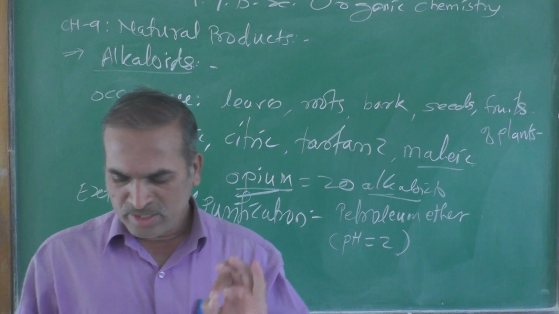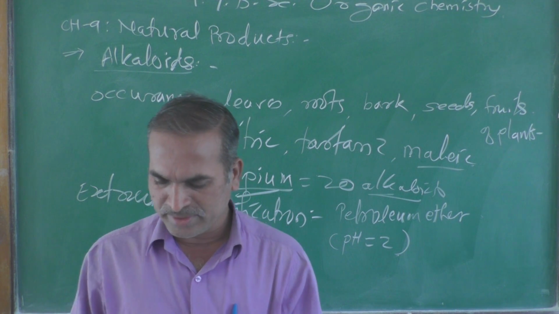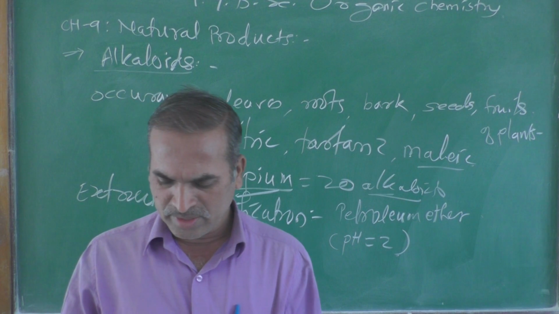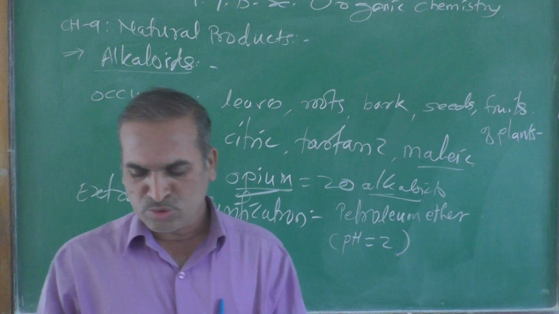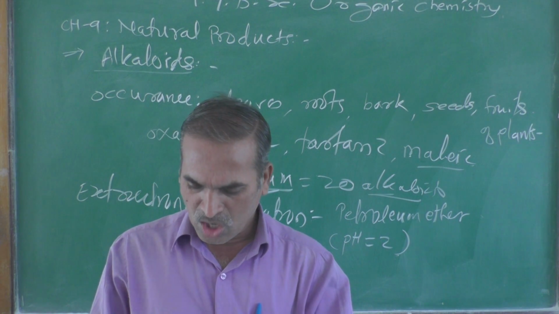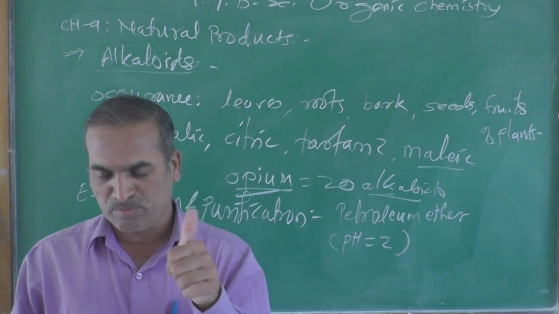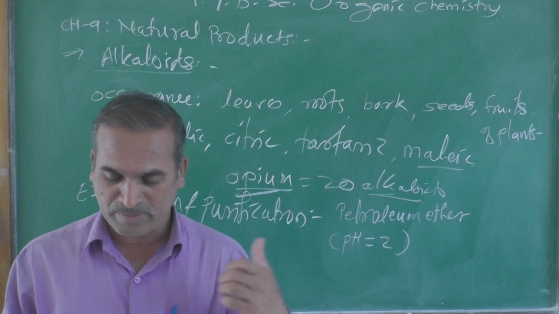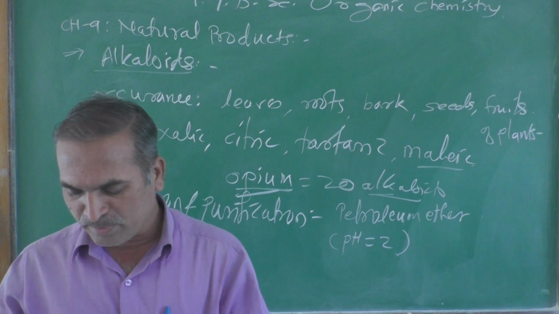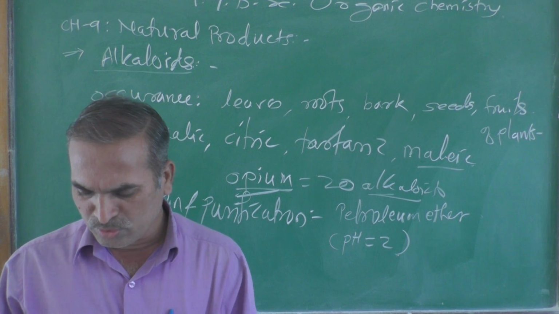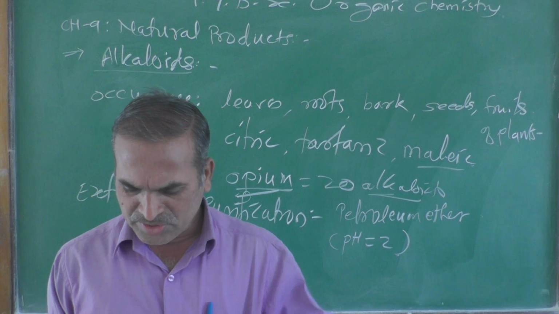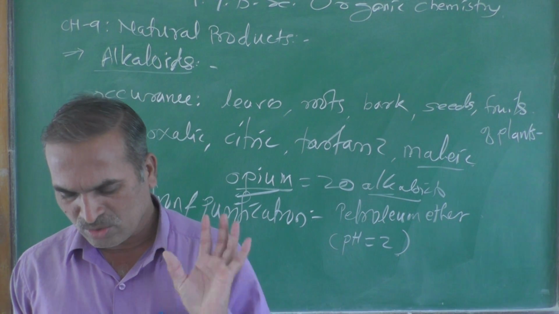The fifth point: the water soluble part containing the salt of the alkaloid is treated with sodium carbonate, Na2CO3, or sodium hydroxide. Both are bases, one a weak base and the other a strong base. The alkaloids then precipitate out, and are extracted with ether or chloroform.